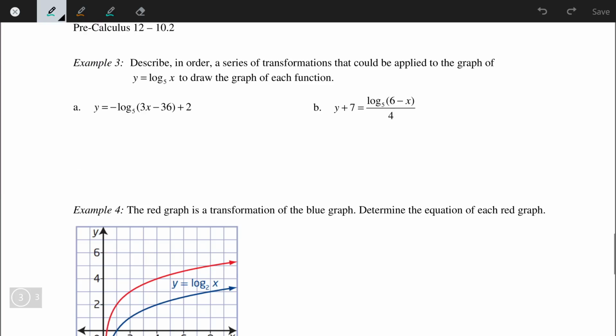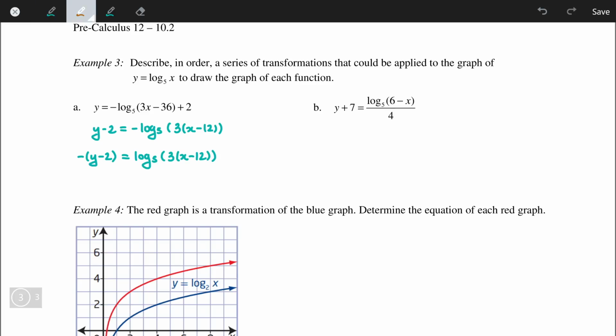So subtract 2 from both sides in this example 3a. And inside the parentheses, we can factor out the 3. So like this. And then we can multiply both sides by negative 1. So we have negative y minus 2 on the left-hand side, like so. And on the right-hand side, we have log base 5 of 3 times x minus 12.